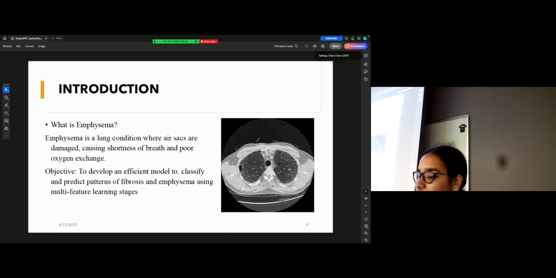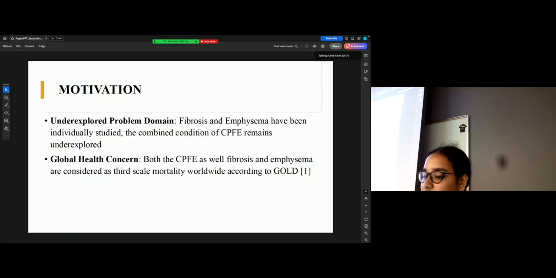So my problem statement is to develop a model which classifies and predicts patterns of fibrosis and emphysema. CPFE is already a rare condition, and there are no datasets we can use. That's why I used fibrosis and emphysema datasets separately, not a combined one. My model will classify and detect fibrosis and emphysema collectively. And I chose this because, again, this domain is underexplored.